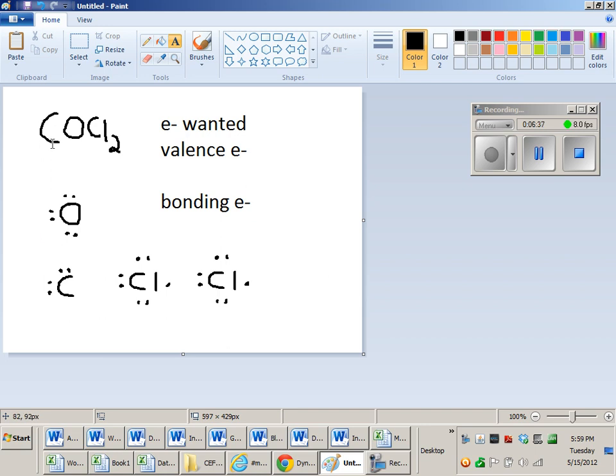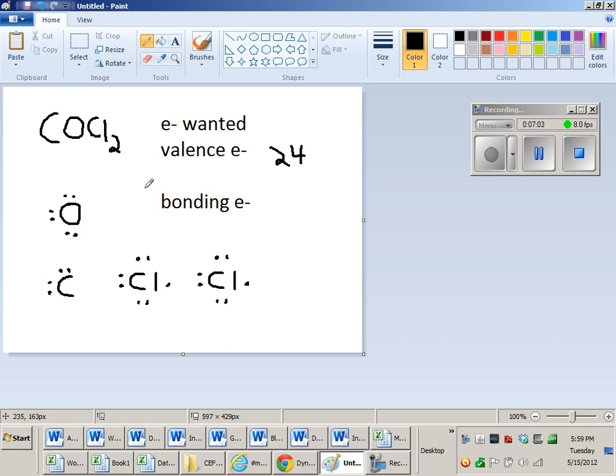So if I look at this system, if I just add up all these electrons, oxygen has 6, carbon has 4, and each of the chlorines has 7. So that's 24 total, right? 7 plus 7 is 14, plus 4 is 18, plus 6 is 24. So there are 24 valence electrons, and we better make sure in our Lewis structure at the end that we end up having 24 valence electrons represented.